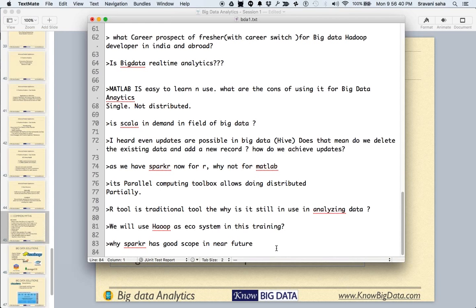All right. Yes is asking why SparkR has good scope in future. The reason is R has the greatest libraries. Those libraries can run in SparkR, and SparkR can solve the problem using a multitude of computers. The only problem with R was that it only ran in a single computer's memory, so you always needed a very big hard disk and a very big RAM to solve the problem. Now that problem is solved by distributing the work.